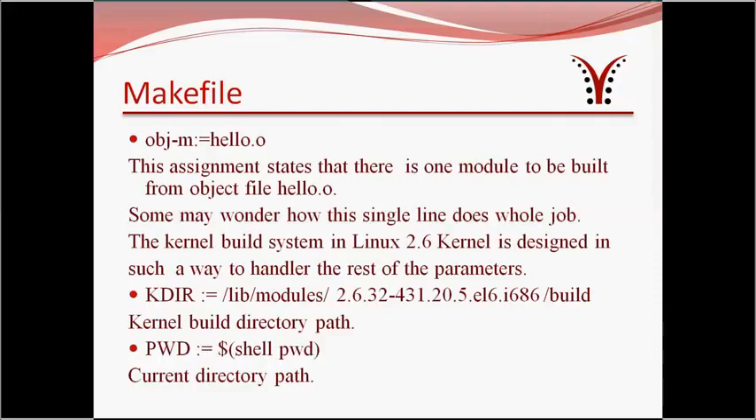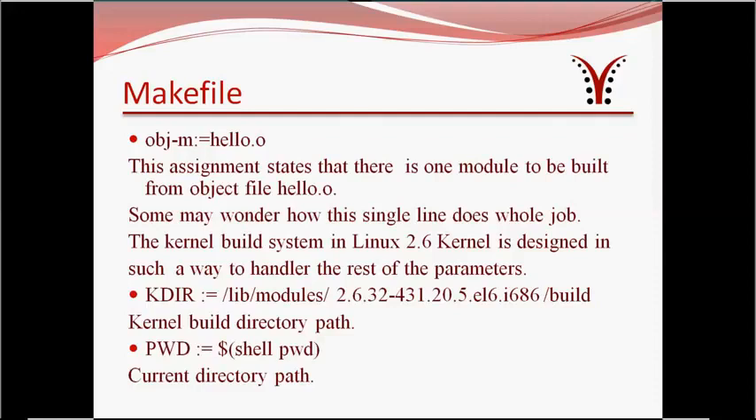This assignment states that there is one module to be built from the object file hello.o. Some may wonder how this single line does the whole job. The kernel build system in 2.6 is designed in such a way to handle the rest of the parameters, while this obj-m line tells the kernel about the module to be built from the object file. The next line is KDIR, the kernel build directory. The directory which starts with 2.6.32 is the one which we noted down before creating this makefile. We got this kernel version by executing the uname -a command.